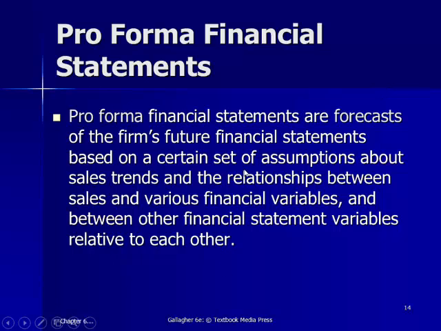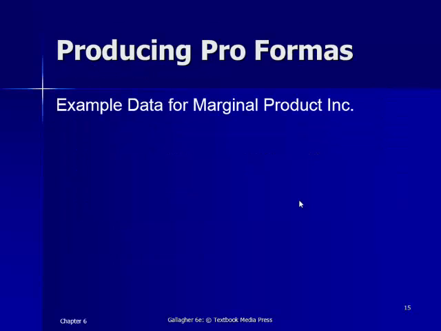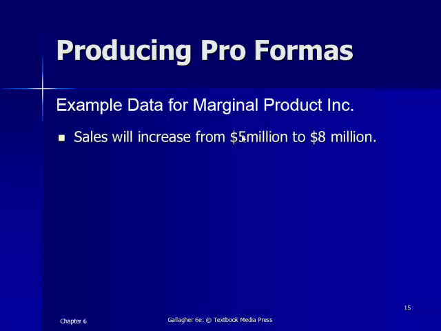And these predictions are predicated upon certain trends and certain relationships between sales and other financial variables. And so the sales forecast that we started with is going to trigger forecasts for other accounting variables that are going to help us as we prepare those pro forma financial statements. So let's take this fictional firm here, and let's say that we are forecasting sales will go up from $5 million in the current year to $8 million in the coming year, or the forecast year.